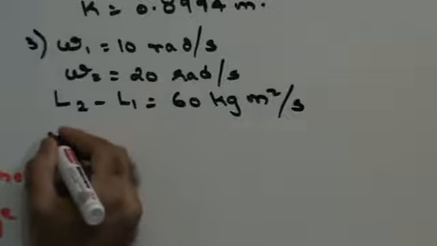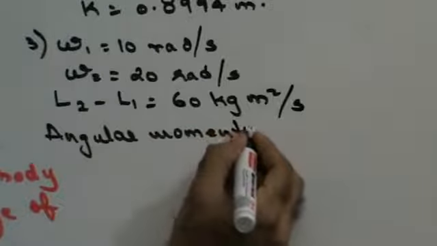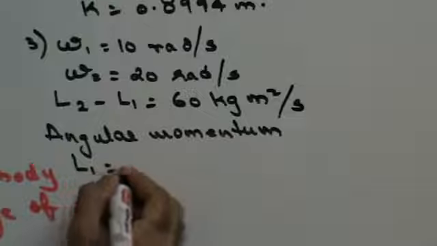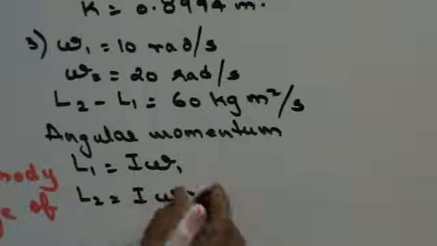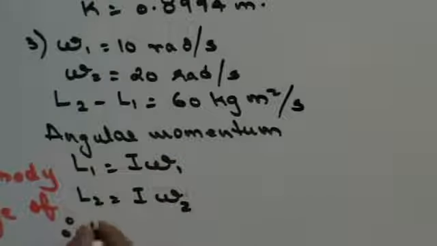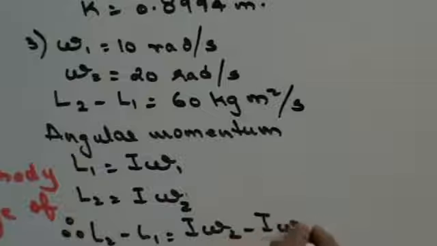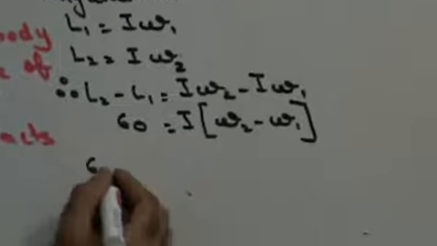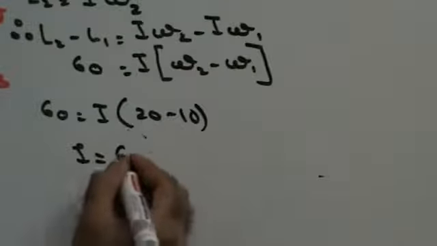Now guys, angular momentum L1 can be written as I omega 1. Similarly, L2 can be written as I omega 2. Therefore, L2 minus L1 will be I omega 2 minus I omega 1. L2 minus L1 we know is 60. Taking I common, omega 2 minus omega 1, so 60 is equal to I into 20 minus 10. So I is equal to 6 kg meter square.